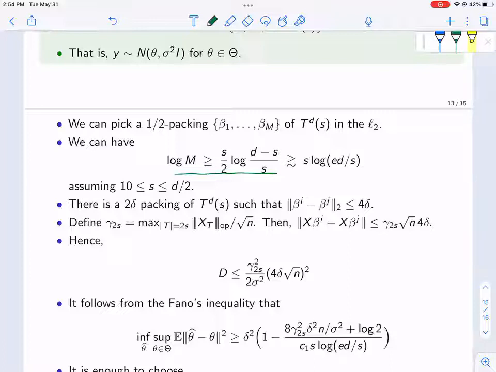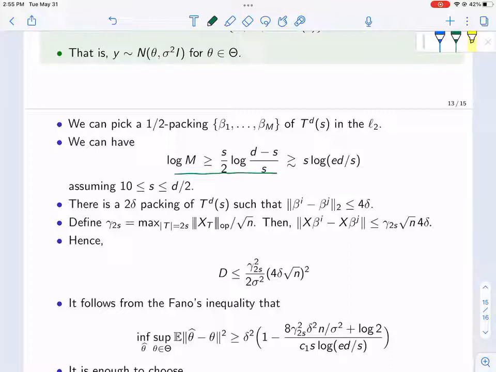Then, if I assume that S, for example, is less than d/2, which is a reasonable assumption, otherwise there's no sparsity, at least half of the coordinates need to be 0. Then this is going to be lower bounded by d/2. Is it lower bounded or upper bounded? Yeah, this is going to be bigger than d/2. And then up to constants, I can say S log(e d/S). The e is because upper bounds usually have e in them.